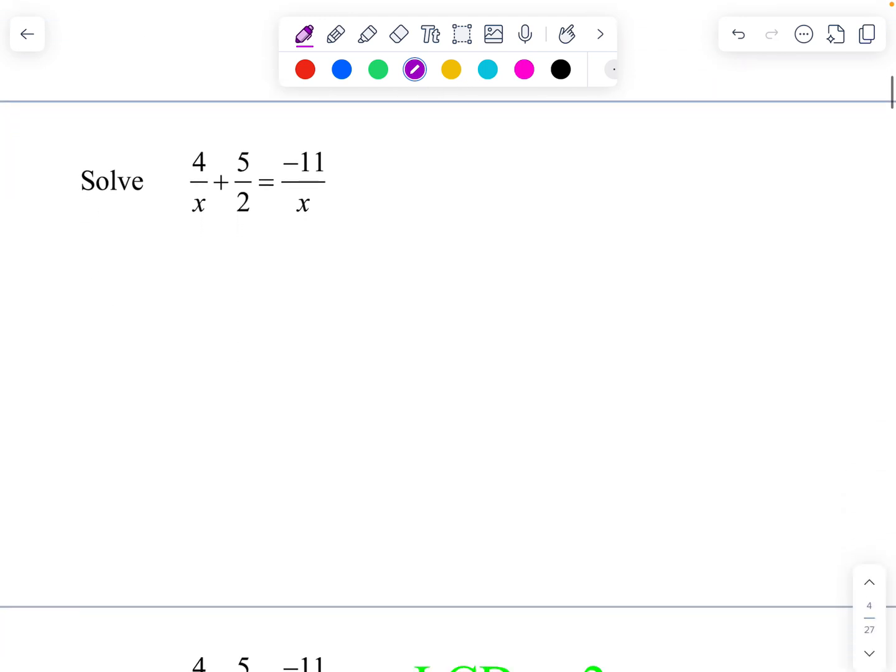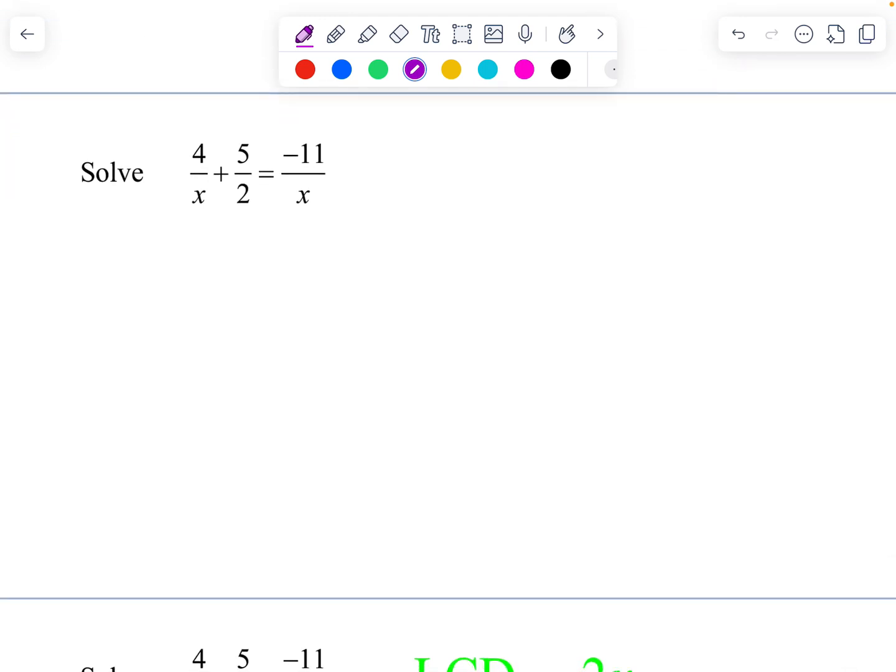So if we look at this first problem, 4 over x plus 5 over 2 is equal to negative 11 over x. If I try to come up with my LCD for all of these fractions, this first one, 4 over x, I've got a factor of x, so that needs to be included in my LCD. Second fraction, I've got a denominator of 2 that I don't have included in the LCD yet, so I need to include that. And then my last fraction, negative 11 over x, I've got a denominator of x, but I already have a factor of x included in my LCD, so I don't need to repeat that. My lowest common denominator, the smallest value that all three would multiply into, would be 2 times x.